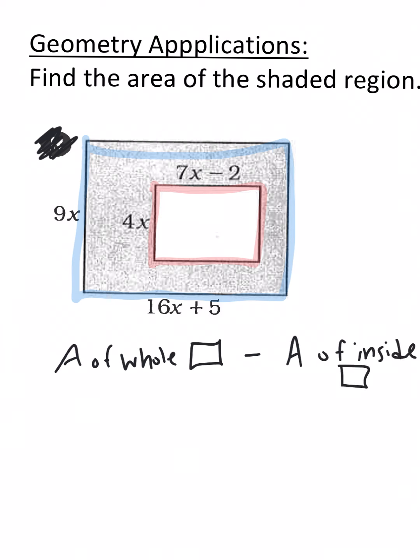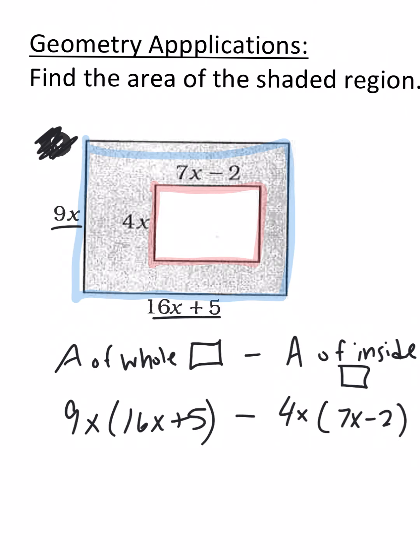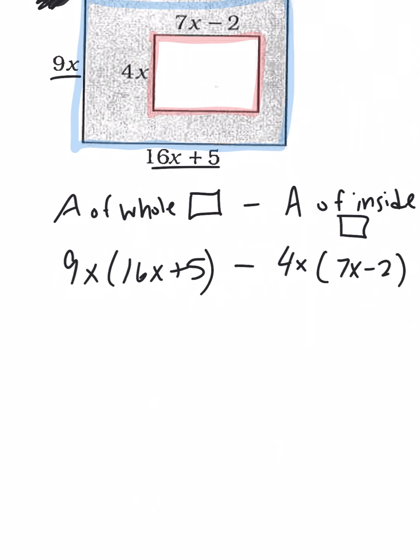So I'm going to multiply for the area of the whole rectangle. I'm going to multiply the outside dimensions, 9x times 16x plus 5. Make sure you have parentheses around the binomial because we're going to have to distribute, minus the area of the inside rectangle, length times width, 4x times 7x minus 2. Again, you need parentheses around the binomial. And we're just going to distribute and use our rules that we're learning now with polynomials.